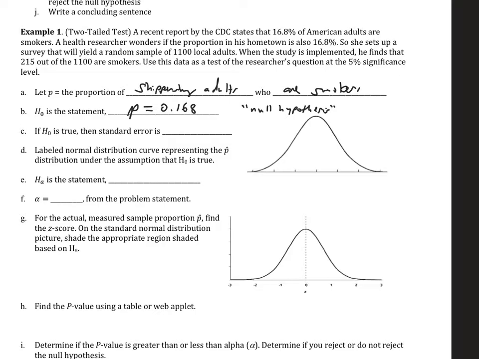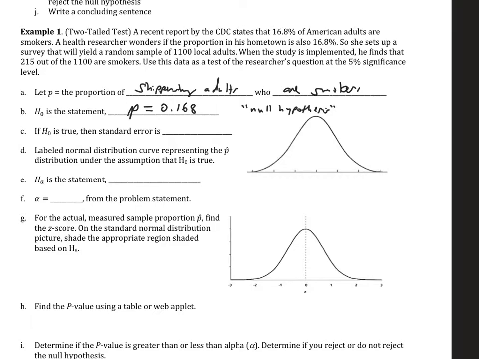And so if you combine what I wrote in the blank with what I said in part A, P stands for the proportion of Shippensburg adults who are smokers. And so the null hypothesis is the statement that this P, the proportion of Shippensburg adults who are smokers, is equal to 0.168. So it's really a sentence. It's not a number. It's a sentence about a population proportion being equal to a number.